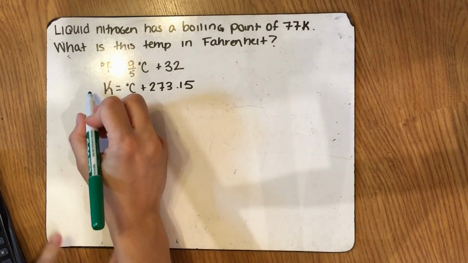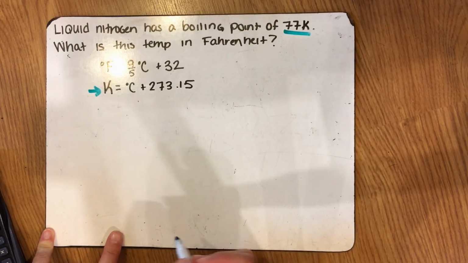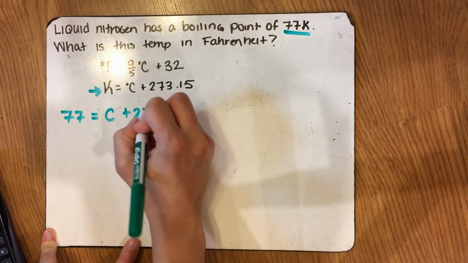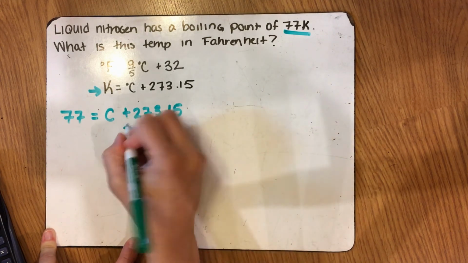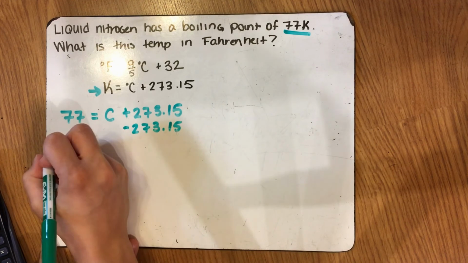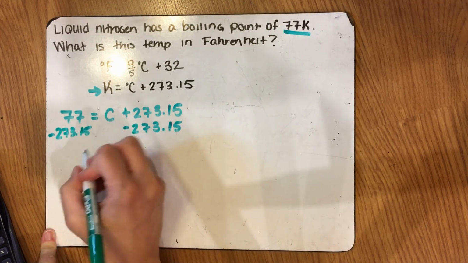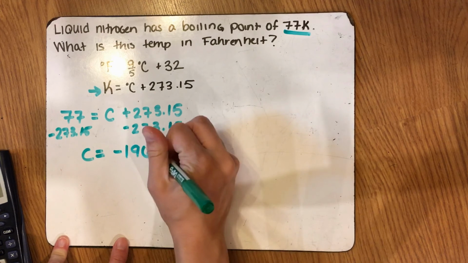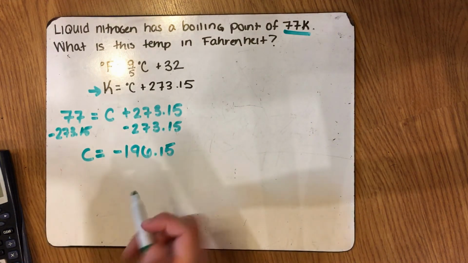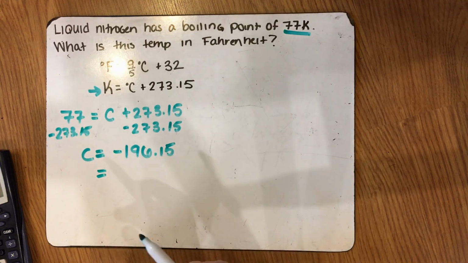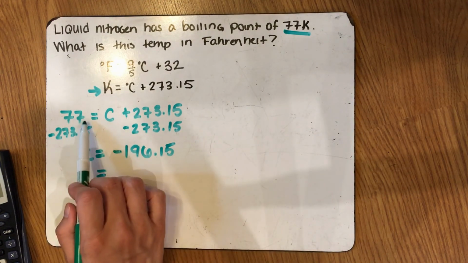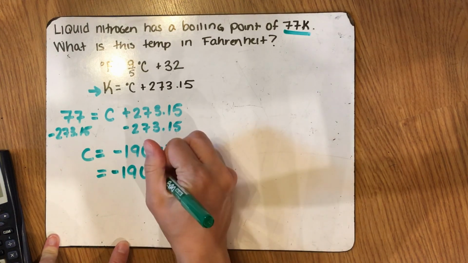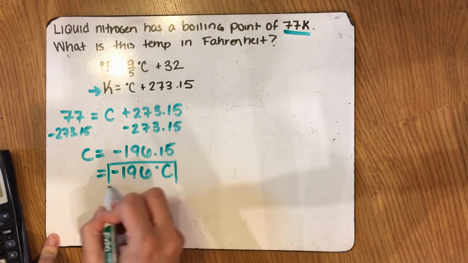So we're going to want to start with the one that has Kelvin in it because that's the unit that we're given. So we plug in our given value for Kelvin, and then we just use algebra to solve for C. So we would wind up with negative 196.15. However, we're doing subtraction here, and so our sig fig rule is the number of decimal places. And since our first number here has no decimal places, our answer will also need to have 0 decimal places. And so I'm going to round that to 196 degrees Celsius.